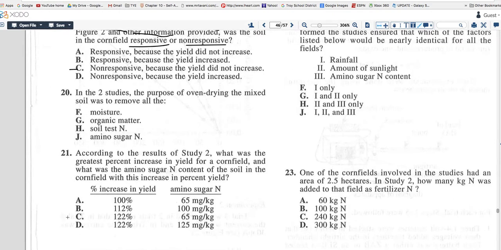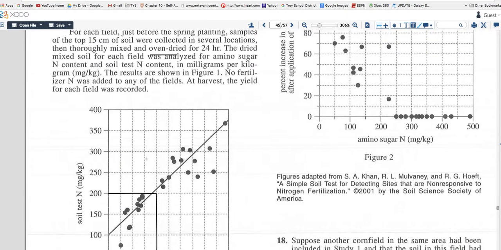All right, 21. What am I underlining? Study 2, greatest percent increase in yield, and amino sugar N, and increase in percent yield. Good. So dumb down this question for me. What are they really asking? So they're asking you what is the amino sugar content in the cornfield, and what was its percent yield? What was the greatest one? Good. So where am I going to go to answer this question? To study 2.